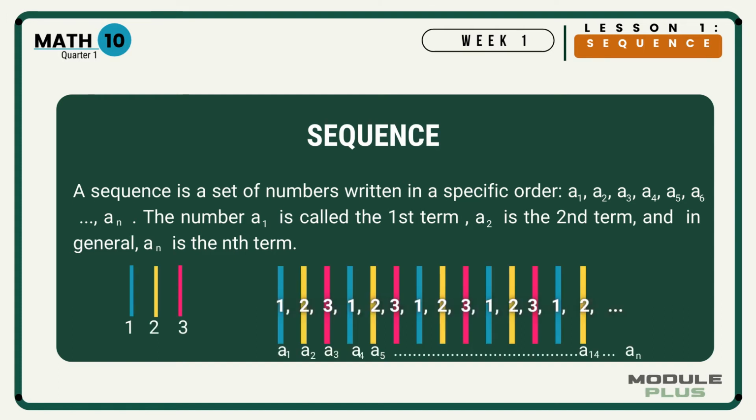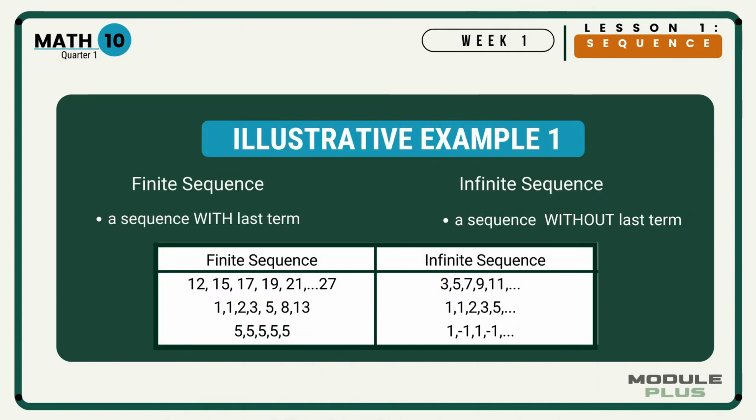Let's use the previous game for you to understand it more. Blue will be the 1, yellow will be the 2, and pink will be the 3. Just like the pattern, the first term will be the 1, the second term will be the 2, and the third term will be the 3. The fourth term repeats to 1, and the fifth term also repeats to 2, up to the 14th term, which is the number 2. Let's proceed to the illustrative examples.